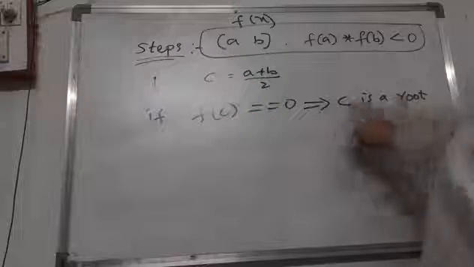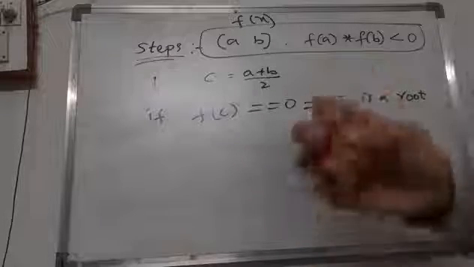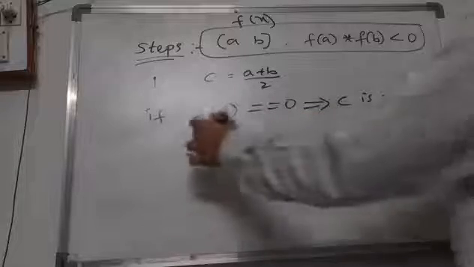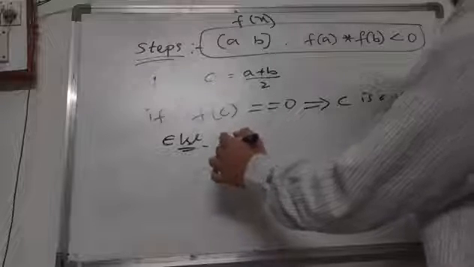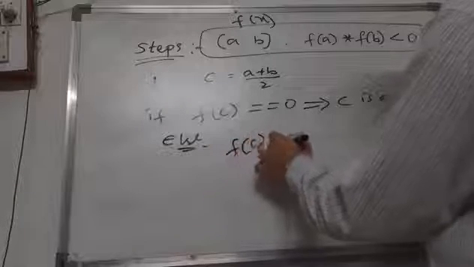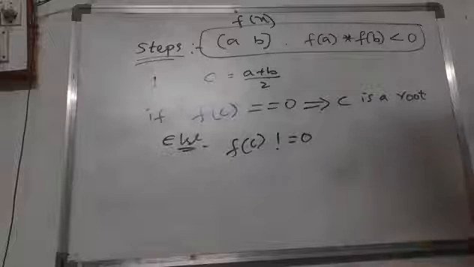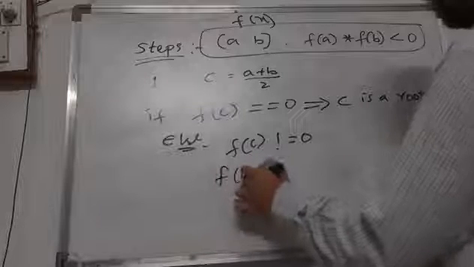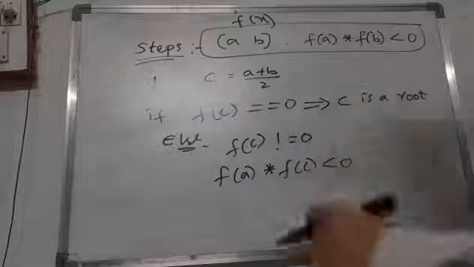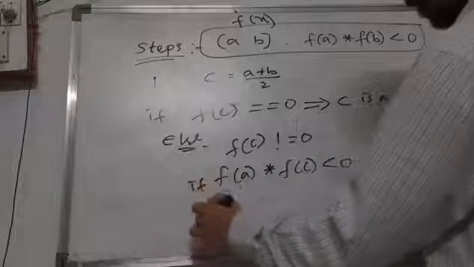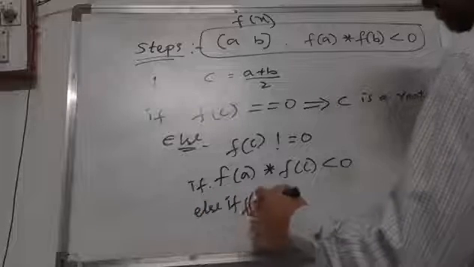సబ్స్టిట్యూట్ చేసిన తర్వాత f of c ఒకవేళ 0 అయితే C is a root అని డైరెక్ట్ చెప్పచ్చు. f of c 0 కాకపోతే, then we have to take the else function. In that else function, అప్పుడు మనం ఏం చెక్ చేయాలి, f of a star f of c less than 0 అవుతుందా లేదా, else if ఇంకొక కండిషన్ టెస్ట్ చేయాలి.